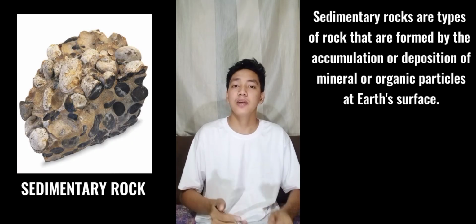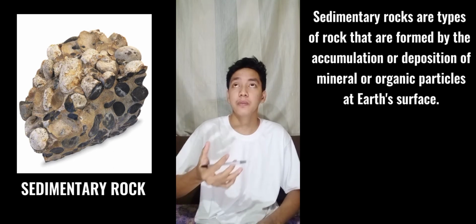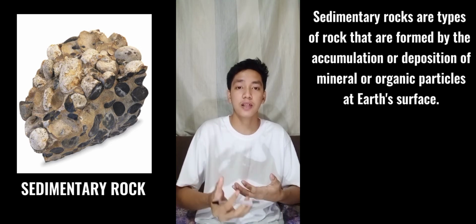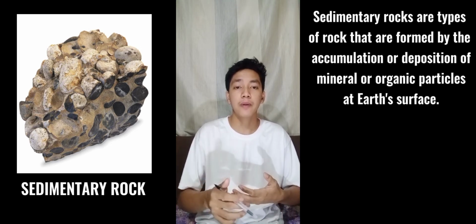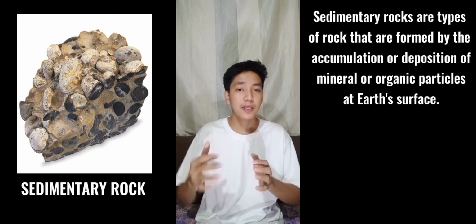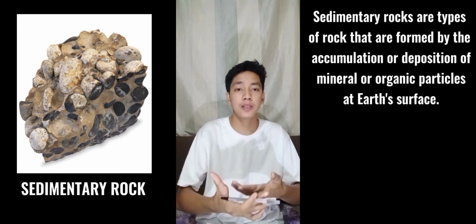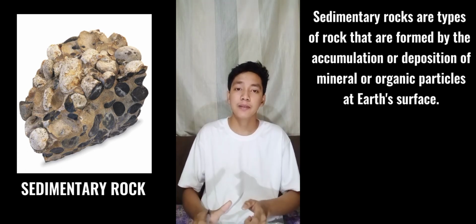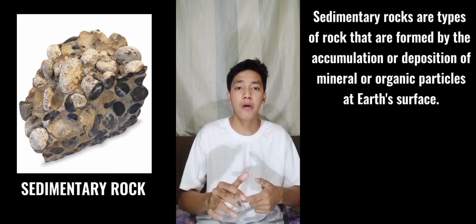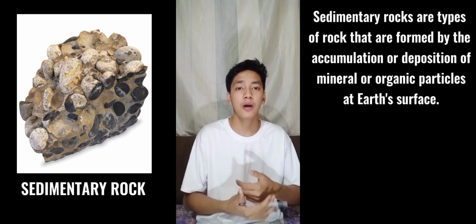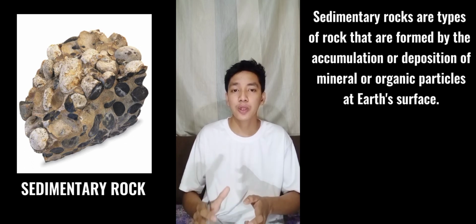The second kind of rocks are the sedimentary rocks. Sedimentary rocks are types of rock that are formed by the accumulation or deposition of minerals or organic particles at Earth's surface, followed by cementation. Sedimentation is the collective name for processes that cause these particles to settle in place. These rocks are generally not crystalline in nature. They are soft and have many layers as they are formed due to deposition of sediments.